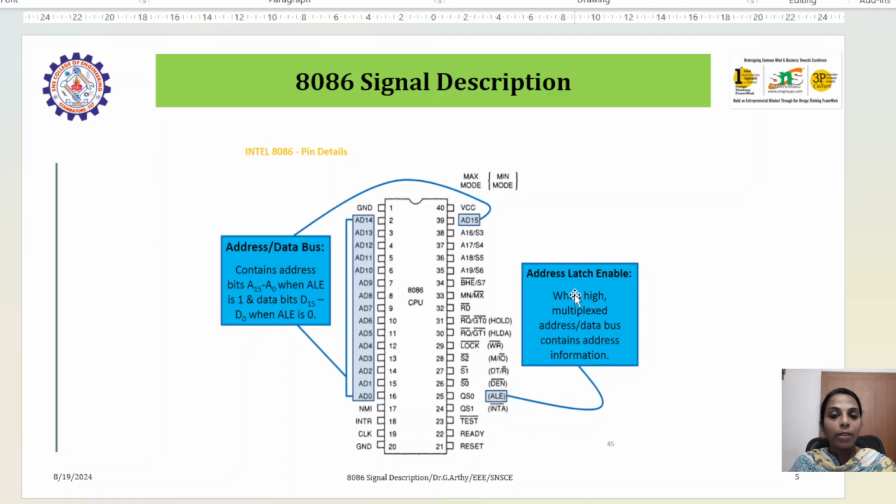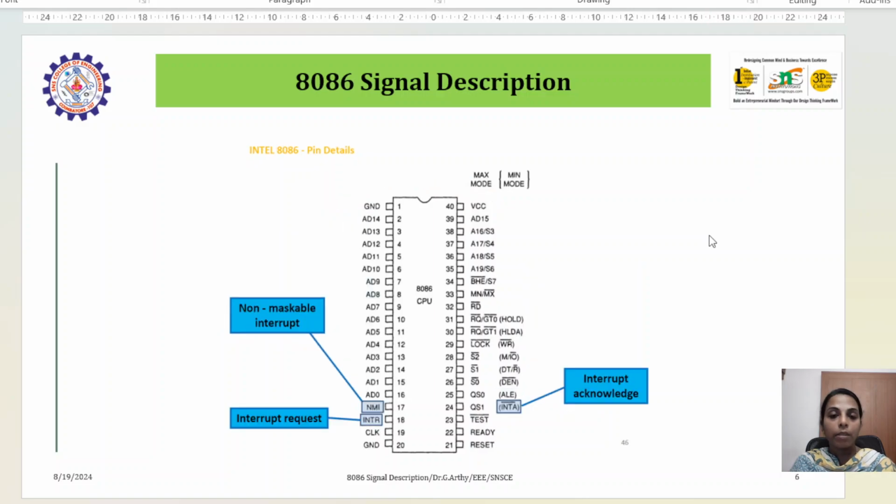When the address latch enable pin is high, the multiplexed address or data bus contains an address instruction, right? So this pin, that is the 25th pin, is used as ALE, address latch enable. Whenever we are using this, ALE will go hand in hand in order to enable the address bus.